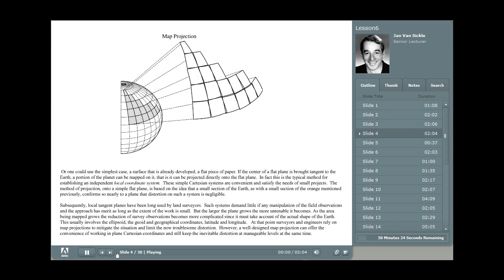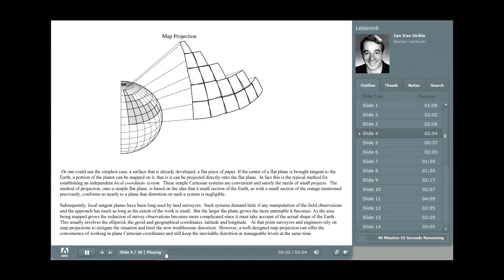Perhaps more common is a coordinate system, a local coordinate system, that's based upon the idea of a plane, like a flat sheet of paper, being brought tangent to a portion of the Earth, and then a projection of points onto that plane. This is a typical method for local coordinate systems. It's convenient, it's easy, you can satisfy small projects fairly well, and is commonly used in engineering.